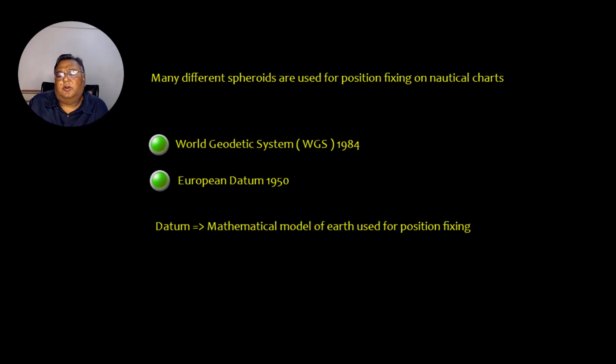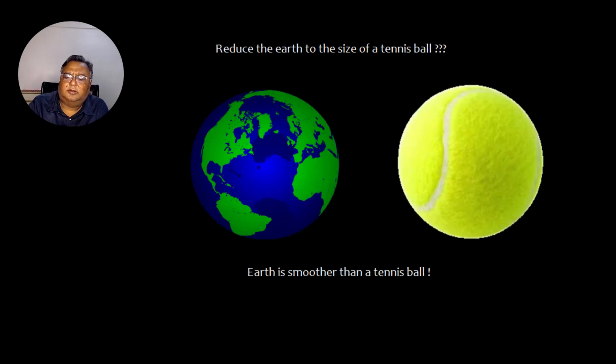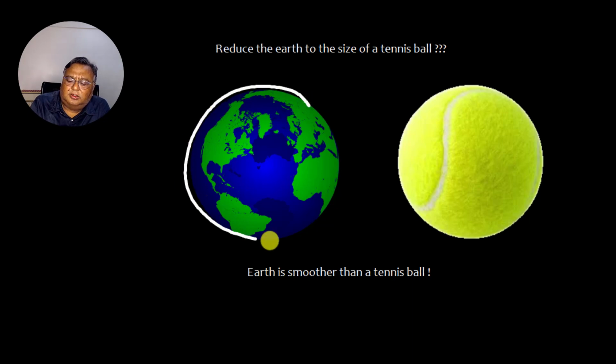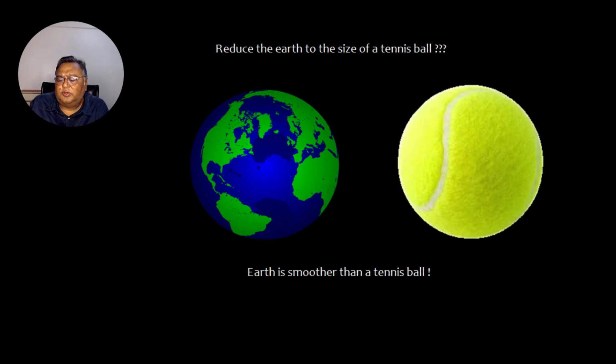Many different spheroids are used for position fixing on nautical charts. One is World Geodetic System 1984, and there is also European Datum 1950. Basically, a datum is a mathematical model of Earth which is used for position fixing. Now, let's understand: reduce the Earth to the size of a tennis ball. So this is your Earth and this is your tennis ball, and you may be wondering which one is smoother. Of course, Earth is much smoother than the tennis ball.